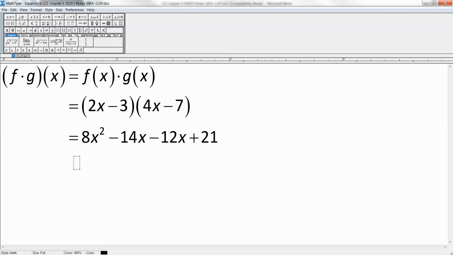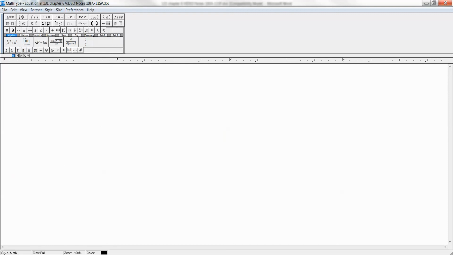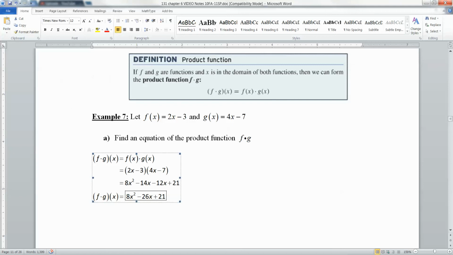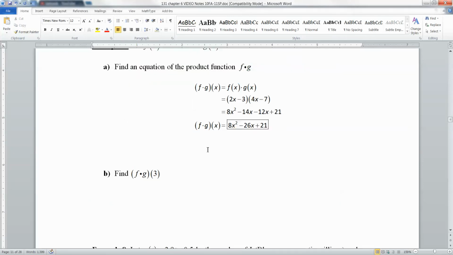All right, then combine any like terms. You've got 8x squared minus 26x plus 21. And we're done. There's f times g of x. All right, so very similar to what we did before, but we multiplied.